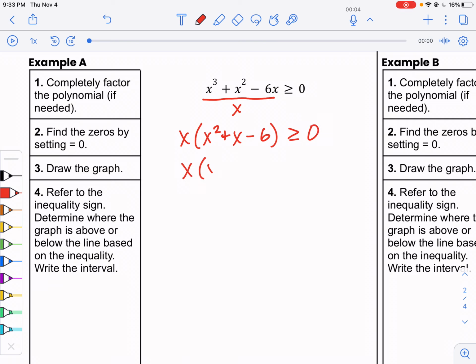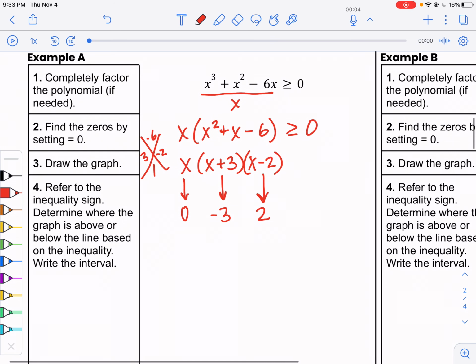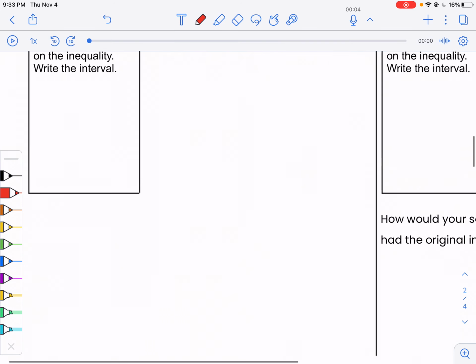I have x, this is going to split into +3 and -2, right, from doing my x, -6 and 1, 3 and 2, we want our -2 to be there. So this would be 0, -3, and 2 as our critical points. So we factored it, we found the values, now we're going to draw the graph.